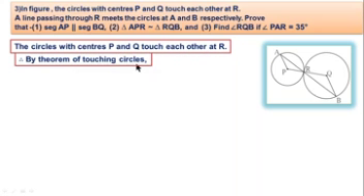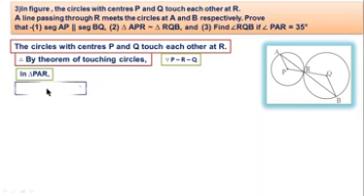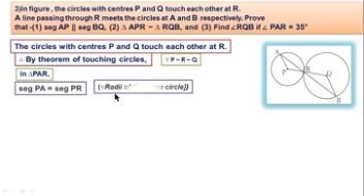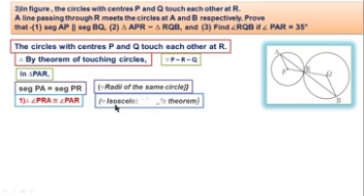by the theorem of touching circles. In triangle PAR, segment PA is equal to segment PR, radii of the same circle. Therefore, angle PRA is congruent to angle PAR by the isosceles triangle theorem. This triangle APR is an isosceles triangle, and therefore this angle is equal to this angle.